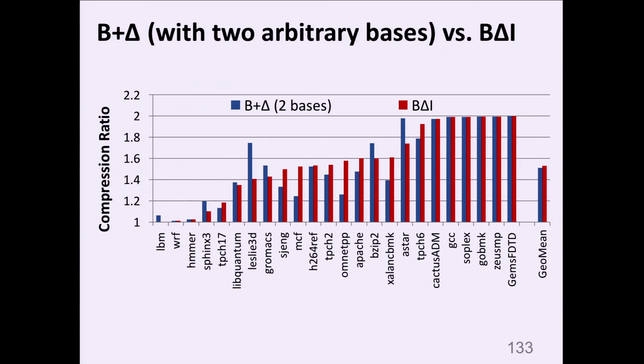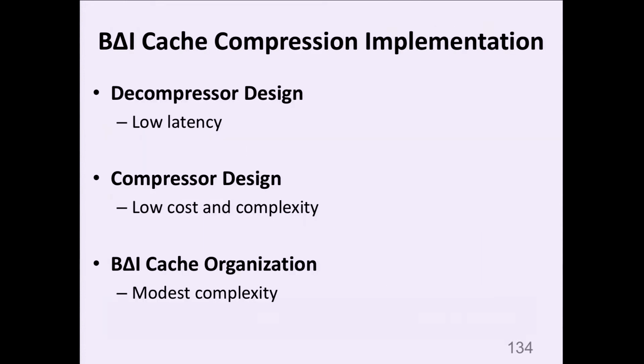Okay, so what does this look like? This is the compression ratio that you get in the workloads with 2 bases. It turns out base delta immediate actually gives you better compression ratio because you don't need to store that second base. Here, you need to store that second base. Right? But that's not always true. As you can see, there are some workloads where you lose by not having an arbitrary base. Right? So there's more to be done in cache compression, certainly.